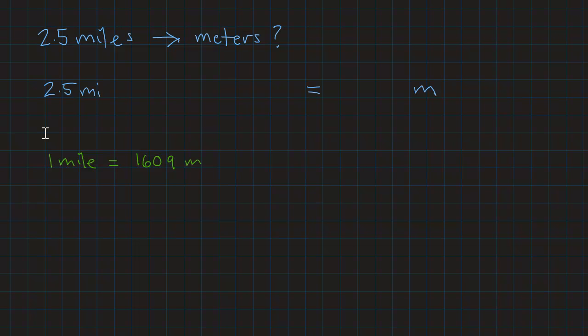So that's an equality, and we want to write that equality as two possible conversion factors. The first one would be 1 mile per 1,609 meters would be one way to write the conversion factor. And the other conversion factor would be 1,609 meters per 1 mile. So again, we see with every equality, there are two possibilities for your conversion factors.